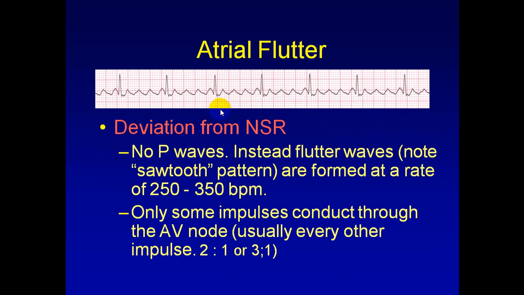If we reverse the ECG, I mean turn it upside down, it looks the same. What's called the sawtooth pattern is formed at the atrial rate, I mean the P wave rate, of 250, even 350, while not all of these pass through the AV node. Some pass either every 2 to 1 or every 3 to 1, which is the most common. So 2 to 1 or 3 to 1.